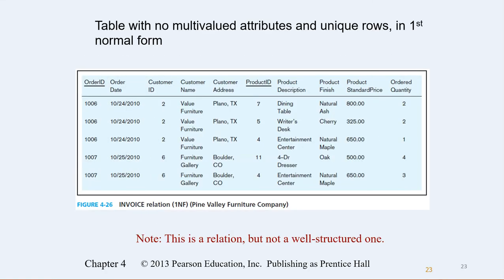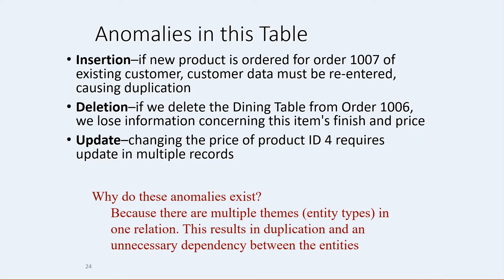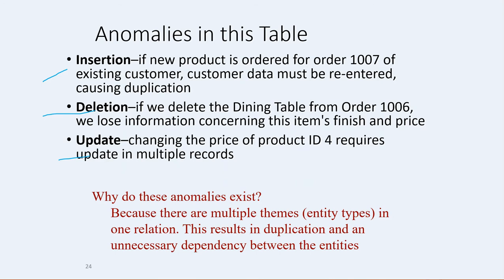If you guessed that this order ID is getting repeated, you're right, because if you now apply insertion, deletion, and update anomalies, all of them exist in this data file. So even though we have reached first NF, the anomalies still exist.